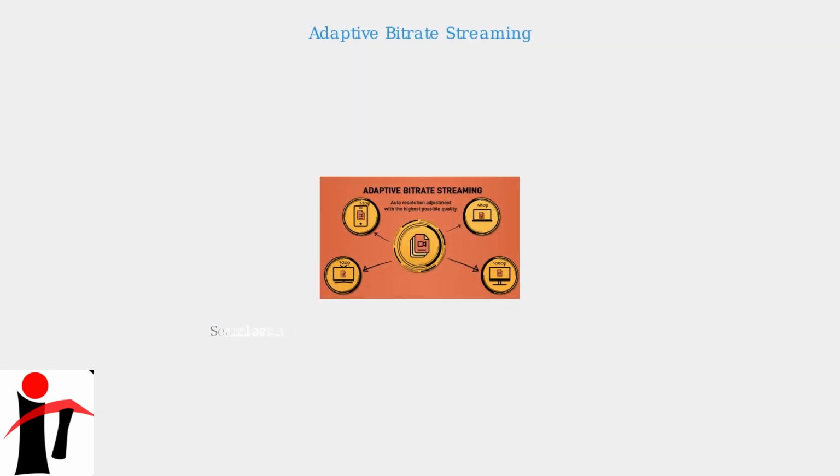Xumo uses adaptive bitrate streaming technology. This allows seamless switching between language tracks while minimizing buffering, ensuring smooth playback regardless of your connection speed.